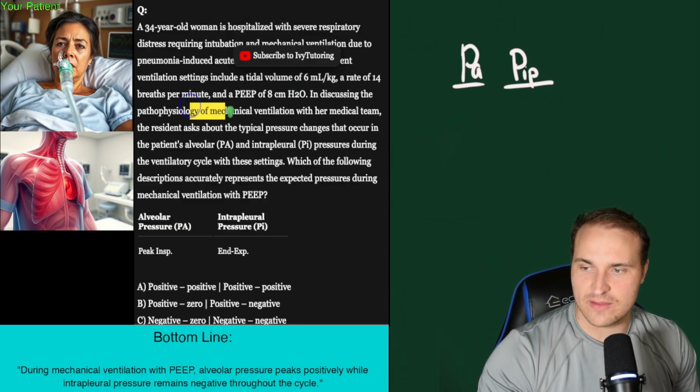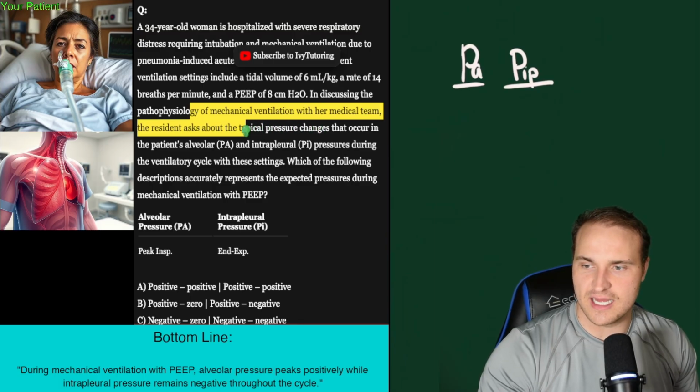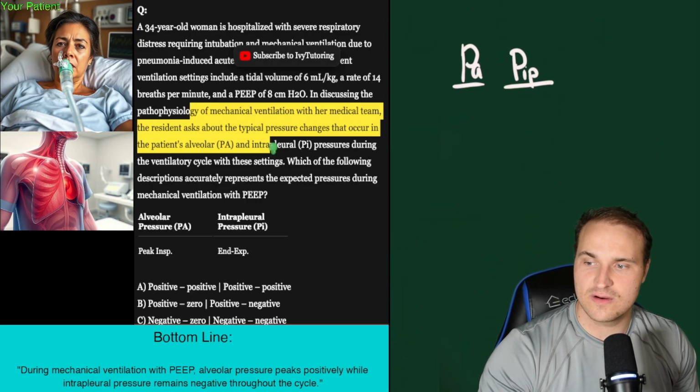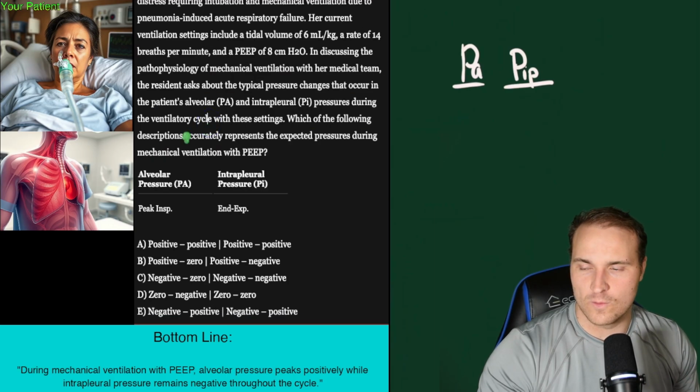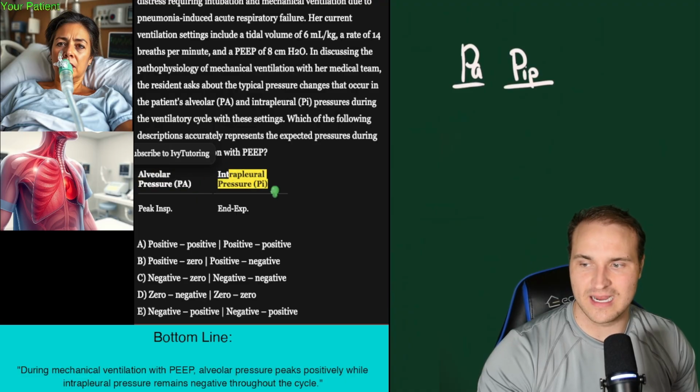While discussing the pathophysiology of mechanical ventilation with her team, the resident asked about the typical pressure changes that occur in patients' alveolar and intrapleural pressures. Which description accurately represents the expected pressures? We have our alveolar pressure and our intrapleural pressure.